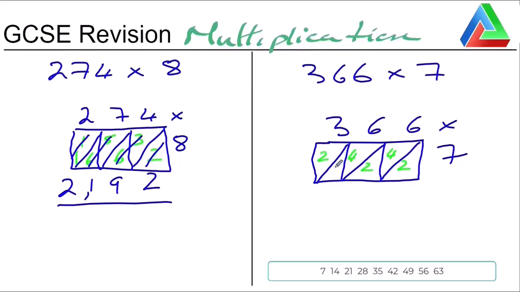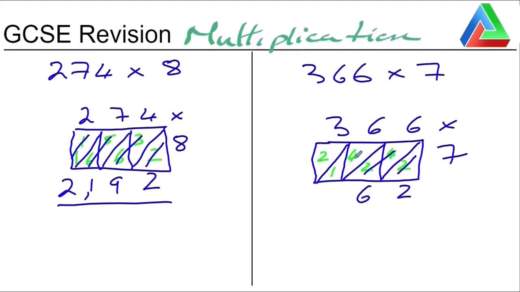Add up the channels. In this channel, there's a 2. In this channel, there's a 4 plus a 2, which is 6. In this channel, there's a 4 plus a 1, which is 5. And in this channel, there's a 2. So our answer is 2562.